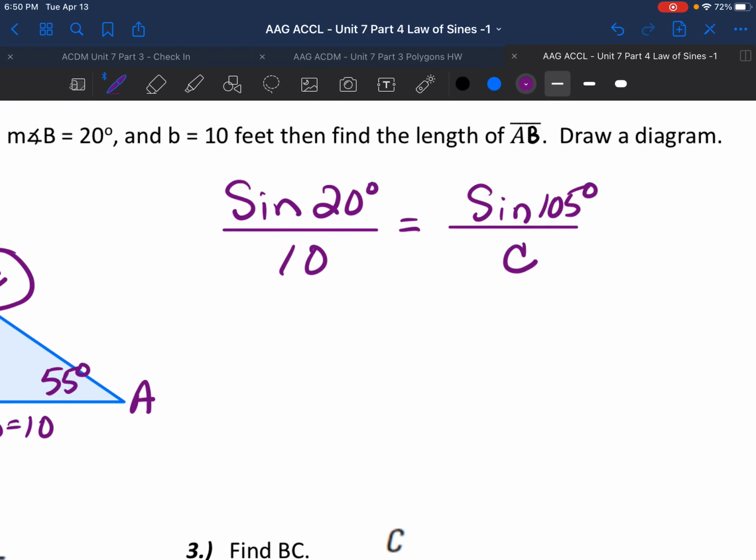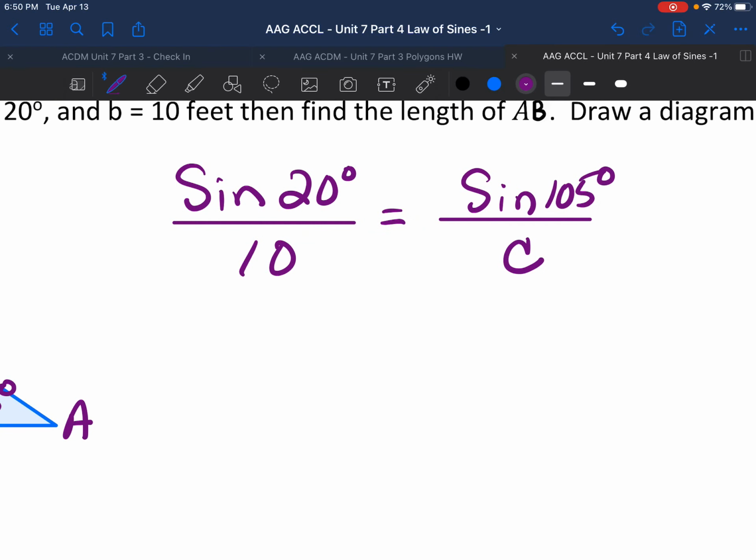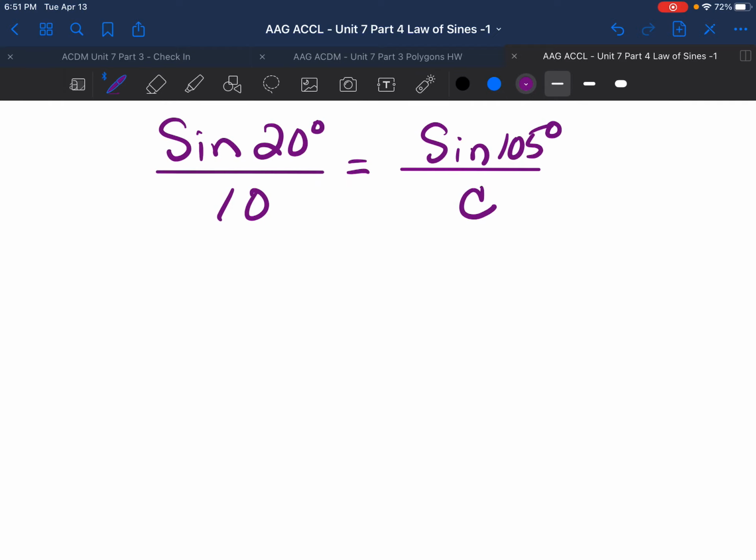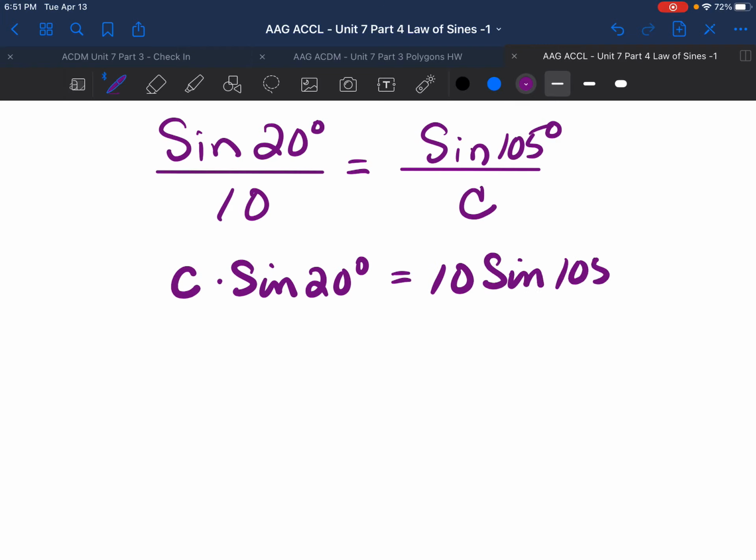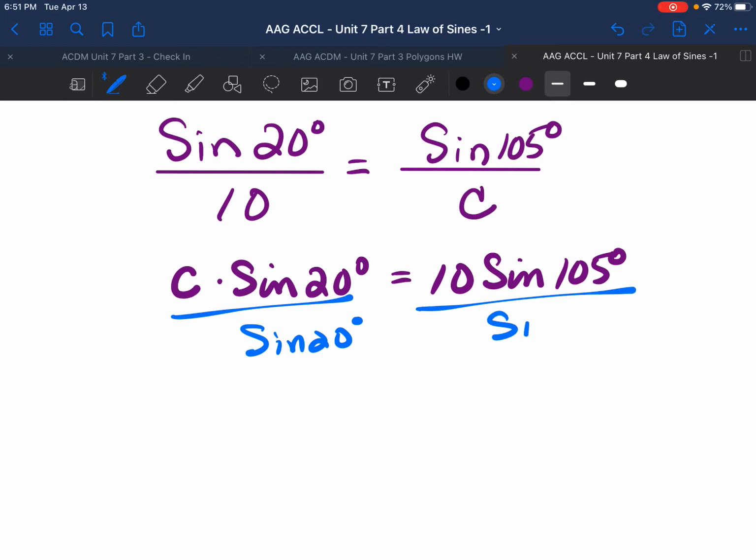Now we're going to need to show our work. We solve a proportion by cross multiplying. So I'm going to multiply C times the sine of 20, and I'm just going to literally write it as that. C sine 20 degrees equals, we multiply that way and get 10 sine 105 degrees. Now our goal is to get C alone. That's going to be the missing side we need. So we're going to divide by the sine of 20. And what we do to one side, of course, we do to the other.